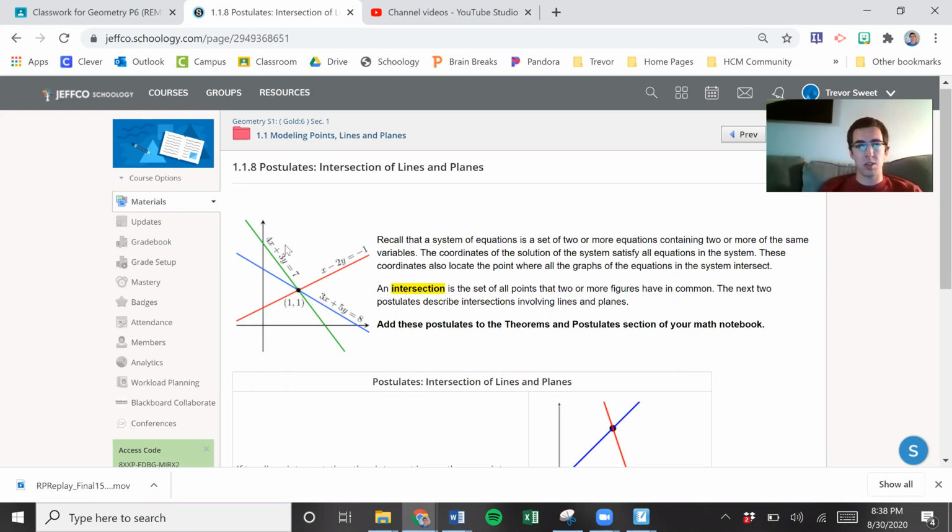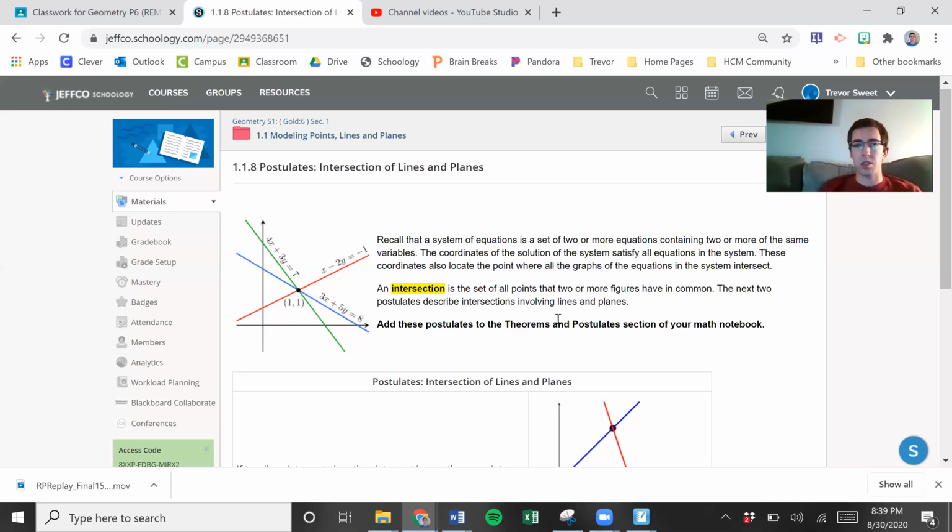If you remember, in algebra when we took systems of equations, you take two equations and you solve them, the answer to both equations, what x and what y are, is the point where they intersect. That works for any number of equations. So if we have three equations and two variables, they would still intersect right here, depending on what we're solving for. An intersection is the set of all points that two or more figures have in common.